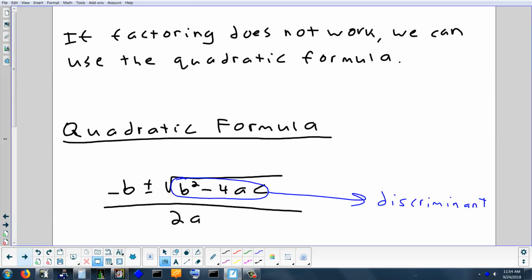If factoring doesn't work, you can use the quadratic formula. Again, I think most people already know it, so if you know that, you don't have to write it down. If you don't remember it, it would be a good idea. The quadratic formula is negative b plus or minus your square root of b squared minus 4ac. And we've seen the b squared minus 4ac other times. That's the discriminant. And all of that is divided by 2a.